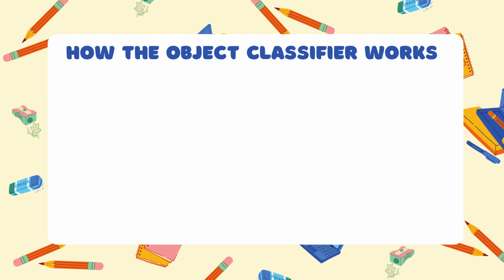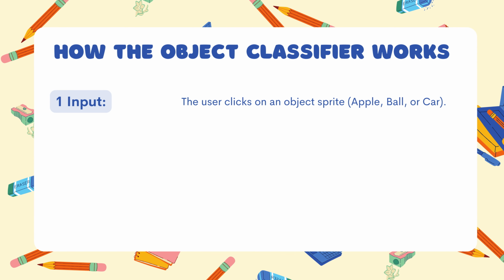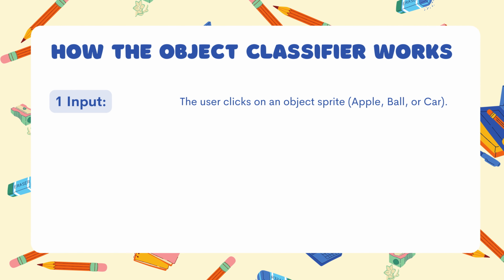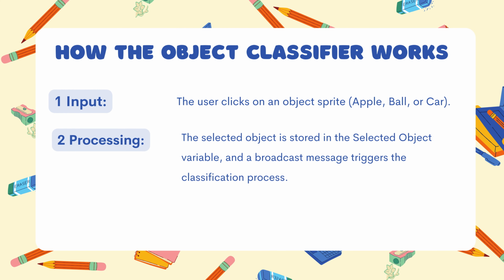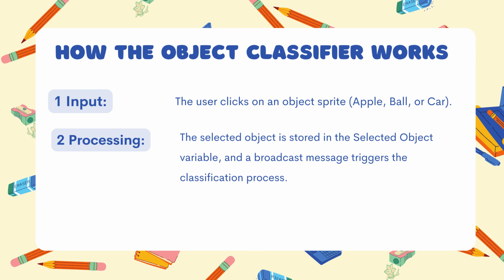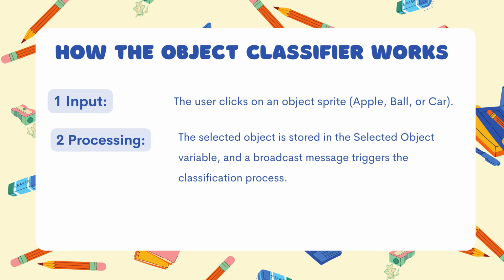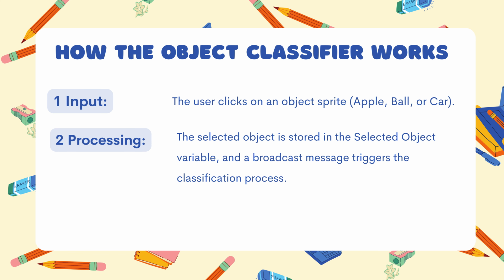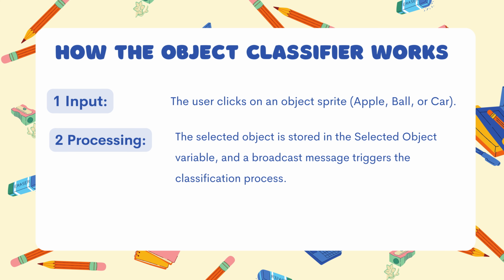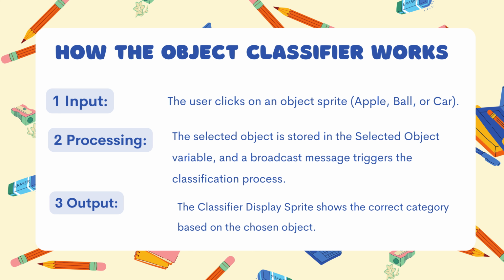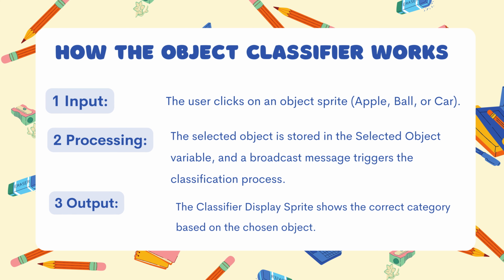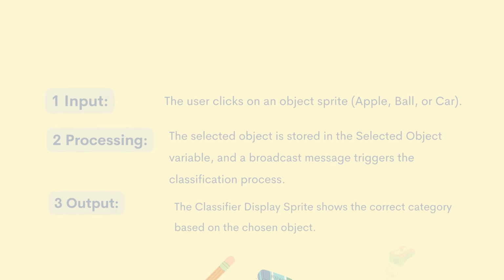How the object classifier works. 1. Input: the user clicks on an object sprite, apple, ball, or car. 2. Processing: the selected object is stored in the selected object variable, and a broadcast message triggers the classification process. 3. Output: the classifier display sprite shows the correct category based on the chosen object.